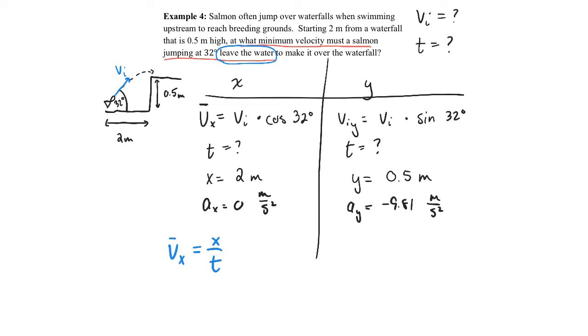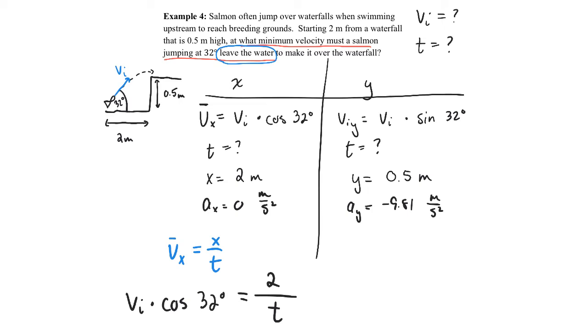Now, the problem is we don't know the information. V bar x, well, that's VI times the cosine of 32. X is 2, but then time is unknown. So look at this formula. I've got two variables unknown, time and VI. So I cannot solve for time. I cannot solve for VI explicitly with a number. I can't plug in numbers because I don't have the information.